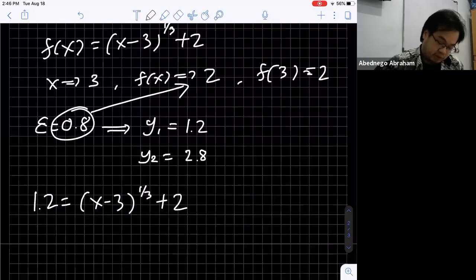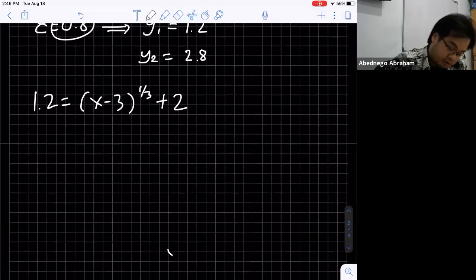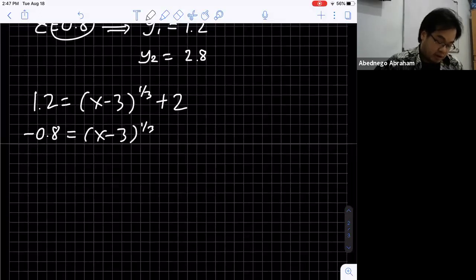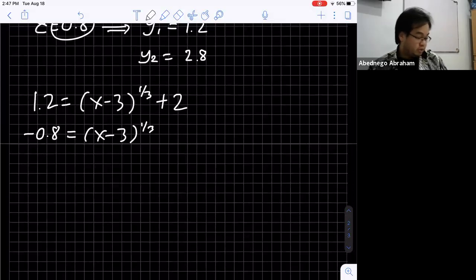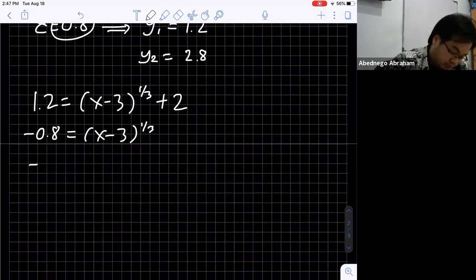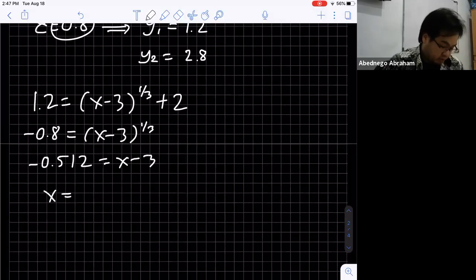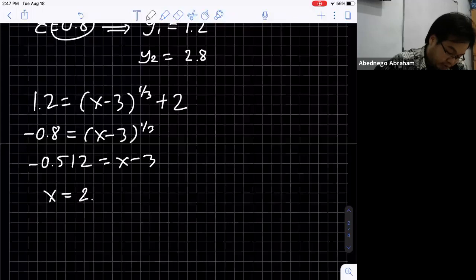Let's go. So if 1.2 is equal to (x minus 3) to the power of 1 over 3 plus 2, if we subtract 2 from both sides, negative 0.8 equals (x minus 3) to the power of 1 over 3, and then we cube both sides, then the result will be negative 0.8 cubed, which is negative 0.512 equals x minus 3, and x equals 2.488.